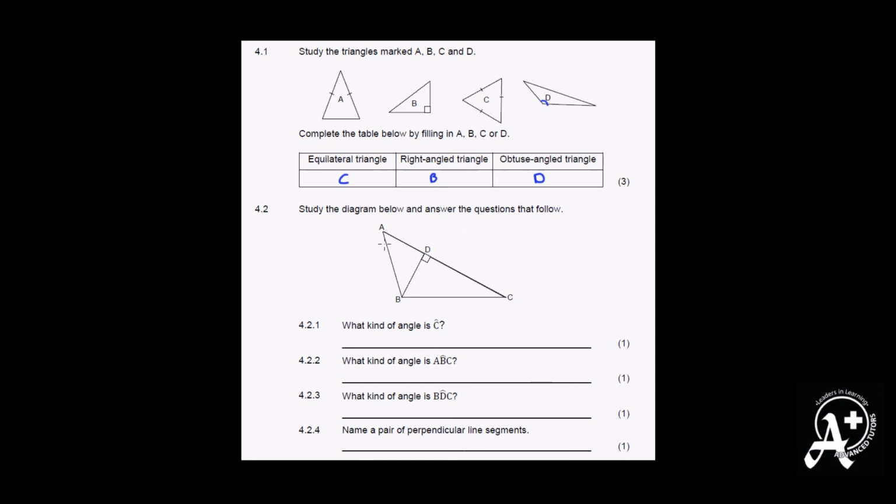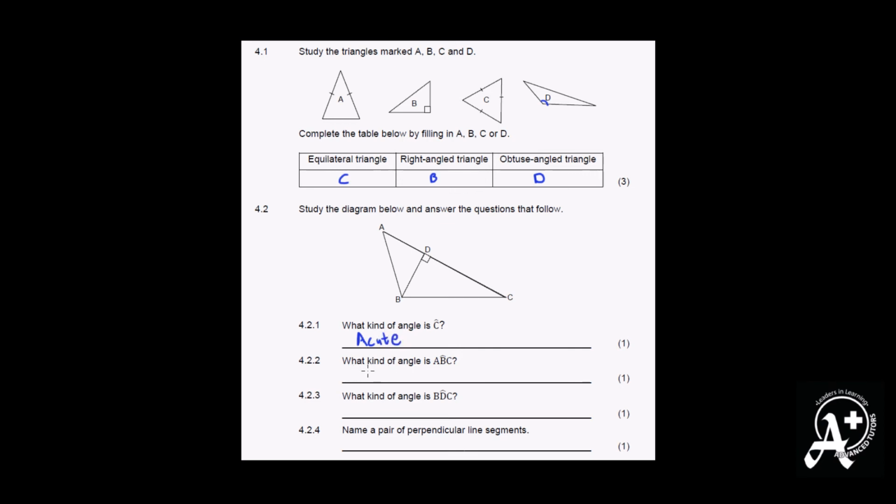Then in 4.2 they ask us to study the diagram below and answer the questions that follow. So in 4.2.1 they ask us what kind of angle is angle C. So we can see that angle C is basically an angle that's less than 90 degrees, meaning it is an acute angle.